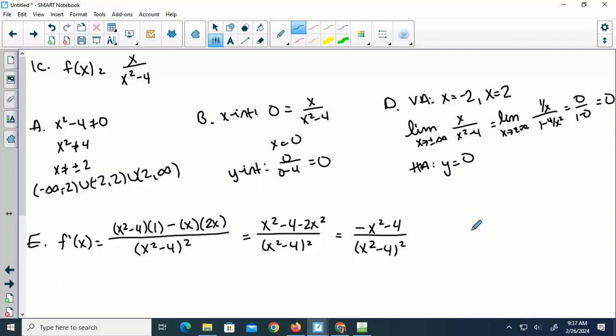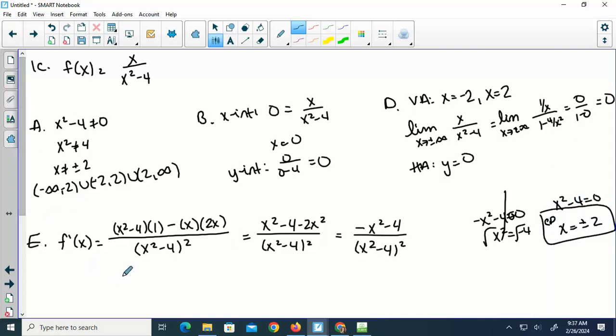Then we need critical points. If you set the top equal to 0, you get x squared equals negative 4, and when you try to square root, you're getting imaginaries, so we can't use that. Critical points are where it's 0 or undefined, so if you set the bottom equal to 0, we get plus and minus 2. So those are the critical points here.